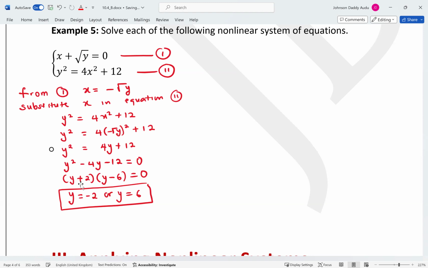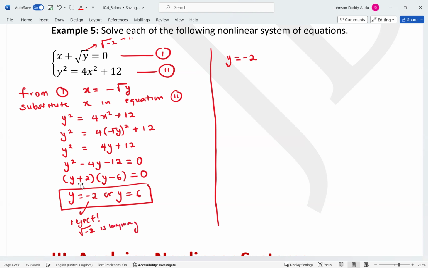Right. So let's see now. If y equals minus 2, can y be equal to minus 2? No, actually, we discard or reject. Now, why do we have to reject this? Because here you will be having the square root of minus 2, which is imaginary. So we're rejecting because the square root of minus 2 is imaginary. So we have only y equals 6. So y equals minus 2 is impossible from equation 1.